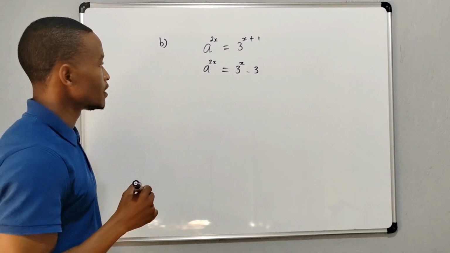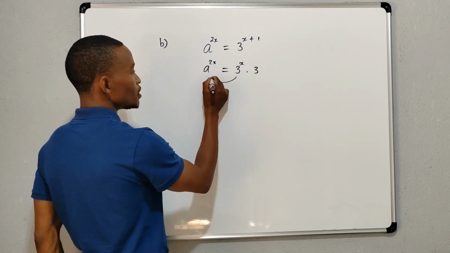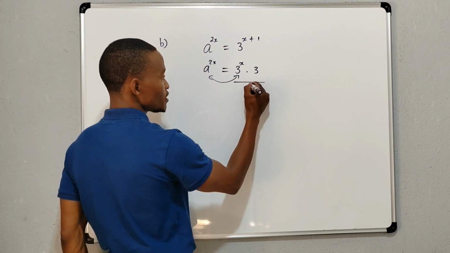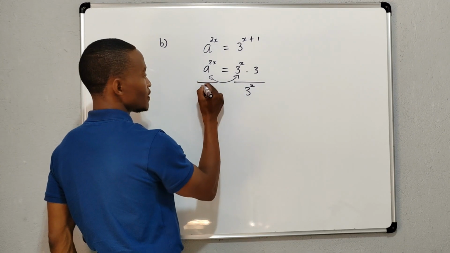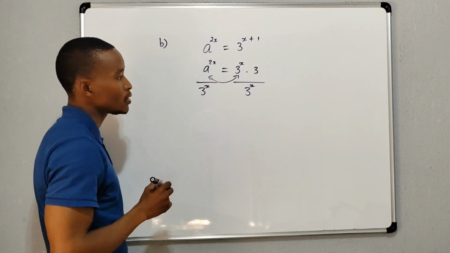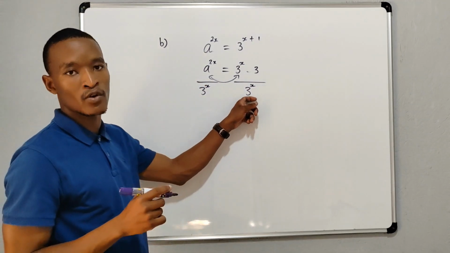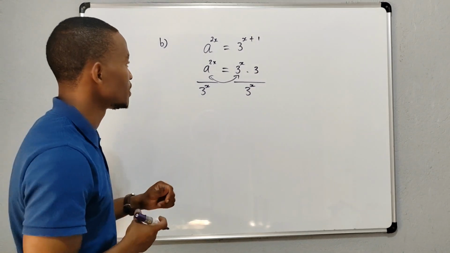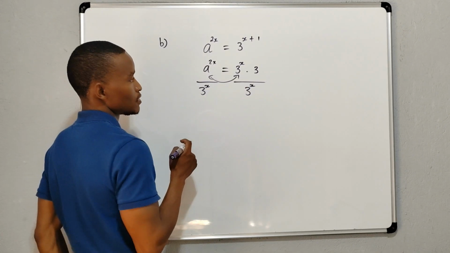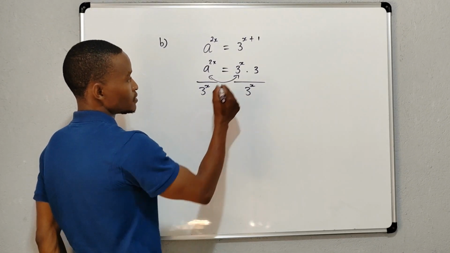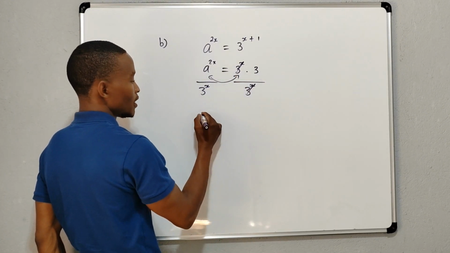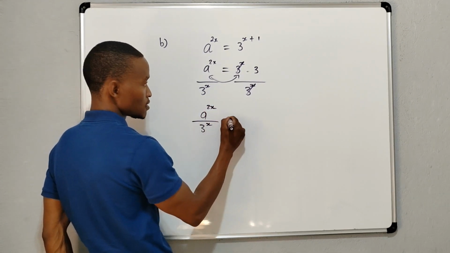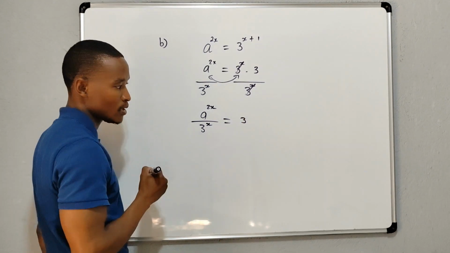And we need to group these two powers. How? By division on both sides by that power, and you will notice that this power is never equal to 0, so definitely we can divide by this 3 to the power of x, and cancellation will happen, and we'll have 4 to the power 2x over 3 to the power x equal to 3.